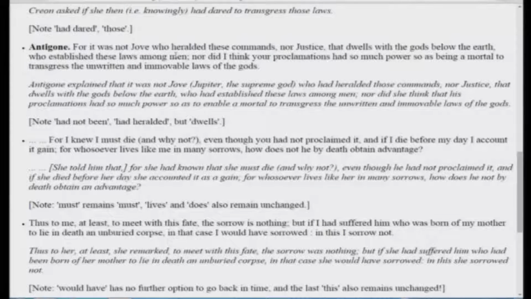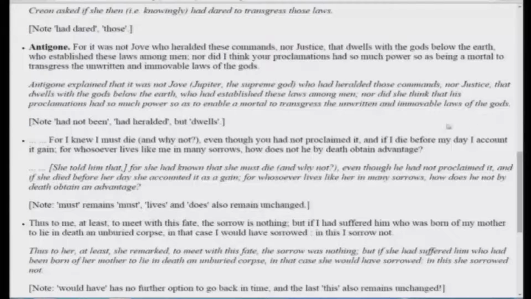For it was not Jove who heralded these commands, not justice, that dwells with the gods below the earth, who established the laws among men. Nor did I think your proclamation had so much power as being a mortal to transgress the unwritten and immovable laws of the gods. Okay. So, you can also say Antigone replied, okay, or Antigone explained also is fine, that it was not Jove, Jupiter, the supreme god, who had heralded those commands, nor justice that dwells with the gods below the earth, who had established these laws among men, nor did she think that his proclamations had so much power so as to enable a mortal to transgress the unwritten and immovable laws of the gods.